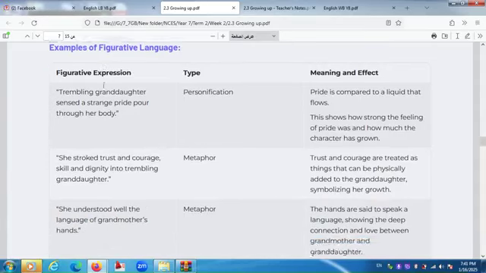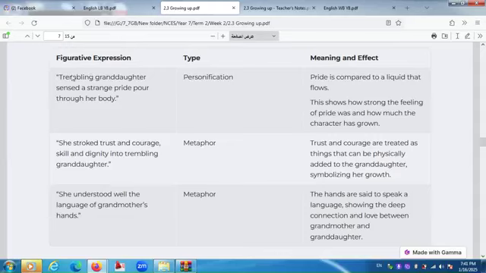Examples of figurative language found in the story. "Trembling, the granddaughter sensed a strange pride pour through her body." Okay? It could be personification and it could be metaphor. How? What's the effect? Explain. Pride is compared to a liquid that flows. This shows how strong the feeling of pride was and how much the character had grown up.